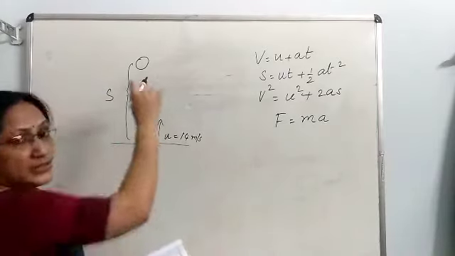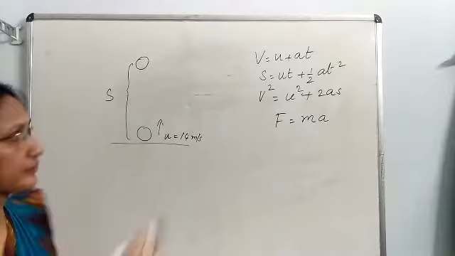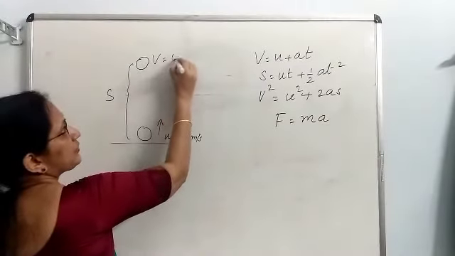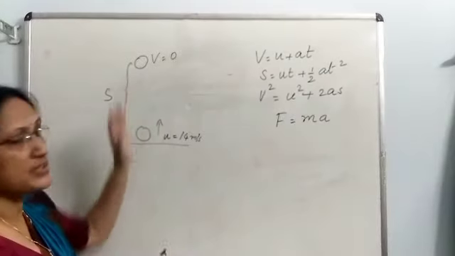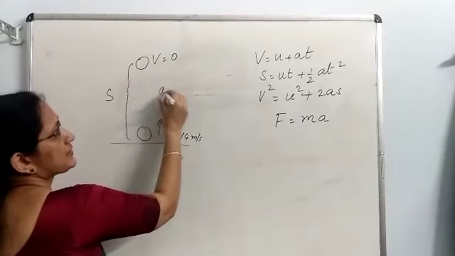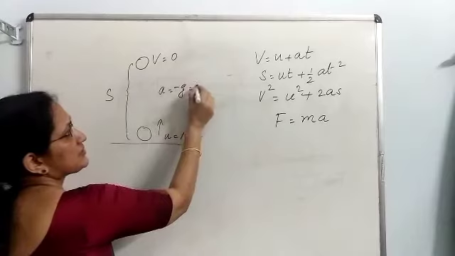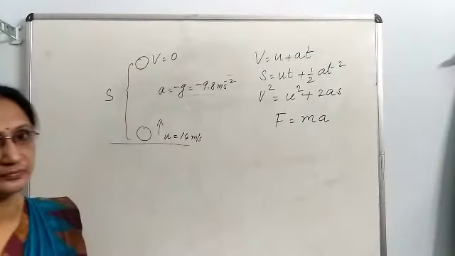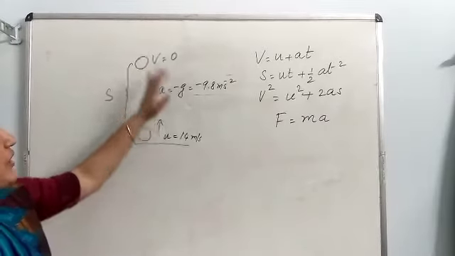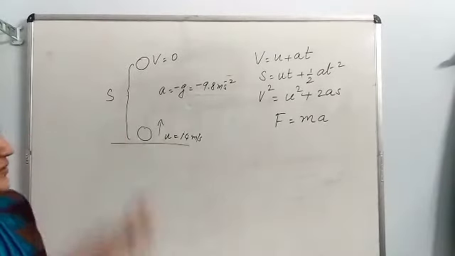Then when a body reaches the maximum height, final velocity is 0. Body stops there, means final velocity is 0. Since the body is moving upward, its acceleration is minus g, that is minus 9.8 meter per second square. So from these known values, you have to find out s.